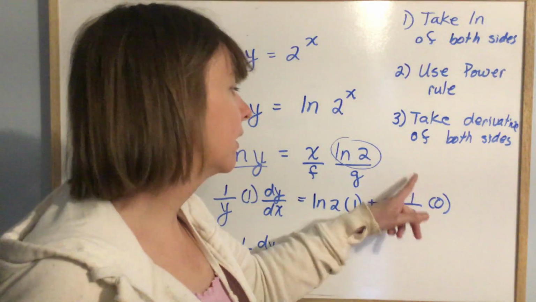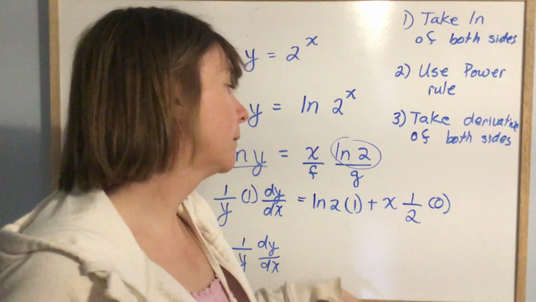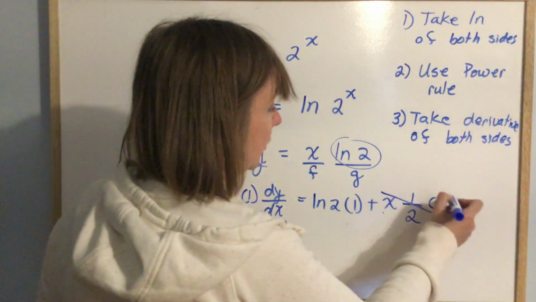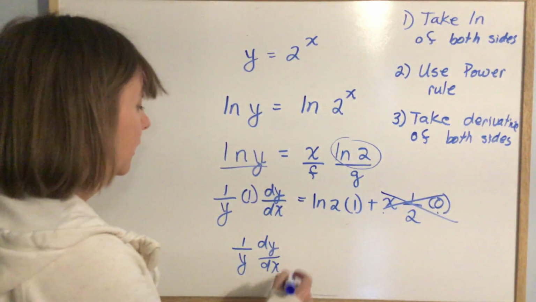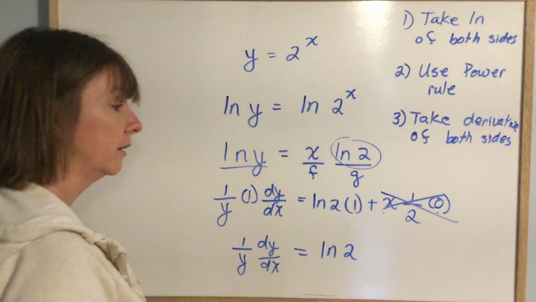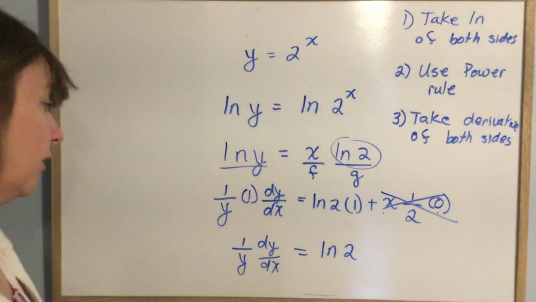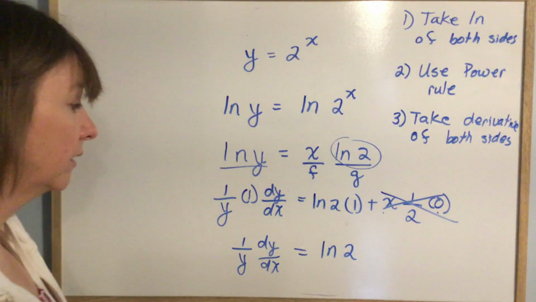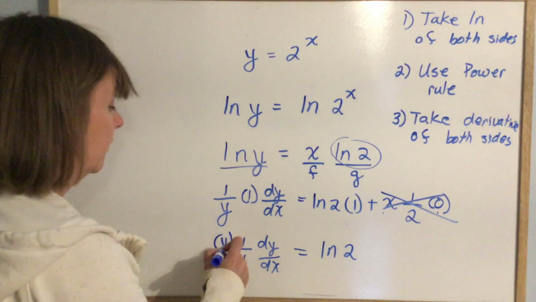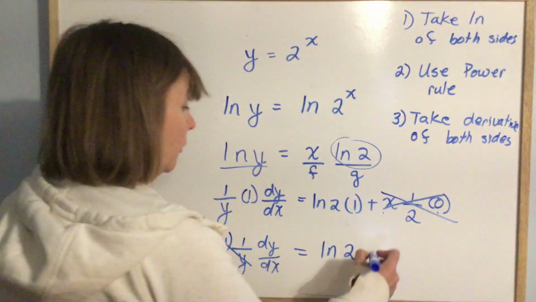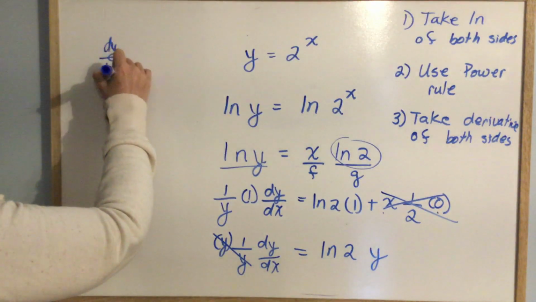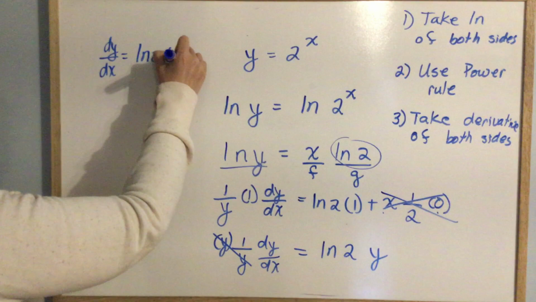So you don't have to do it like this, 1 over 2 times it, every time. You can just put 0 in there. So x times a half times 0, that's all just 0, so that's gone. On this side, I really just have ln 2 times 1, which is just ln 2. So I have 1 over y dy dx is equal to ln 2. Now I want the dy dx by itself, so I'm going to multiply this side by y so it cancels. So I have dy dx is equal to ln 2 times y.